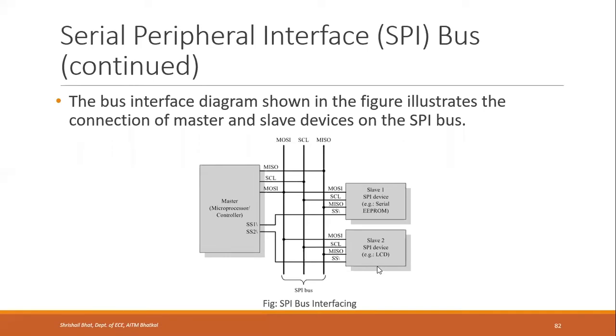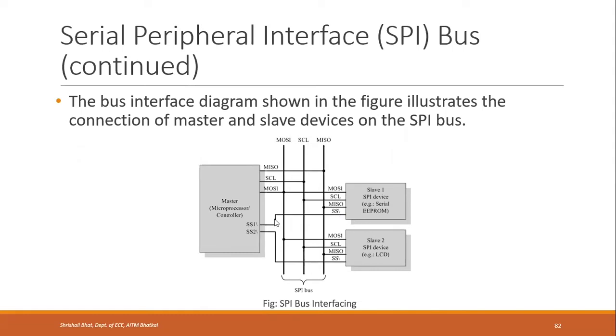Then as I said, at a time, only one slave device can be active or selected. To do that, we have these slave select pins. Since there are 2 slaves connected, we have slave select 1 and slave select 2. So each of these slaves will have a slave select pin. All are active low. That means at a time, one of these will be 0. By default, there will be 1. Whichever is 0, that will be selected.